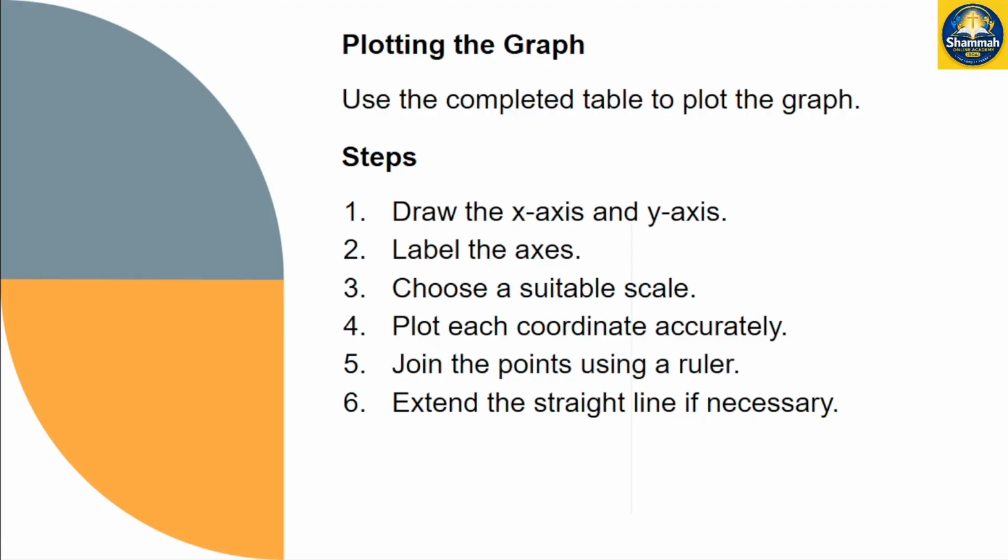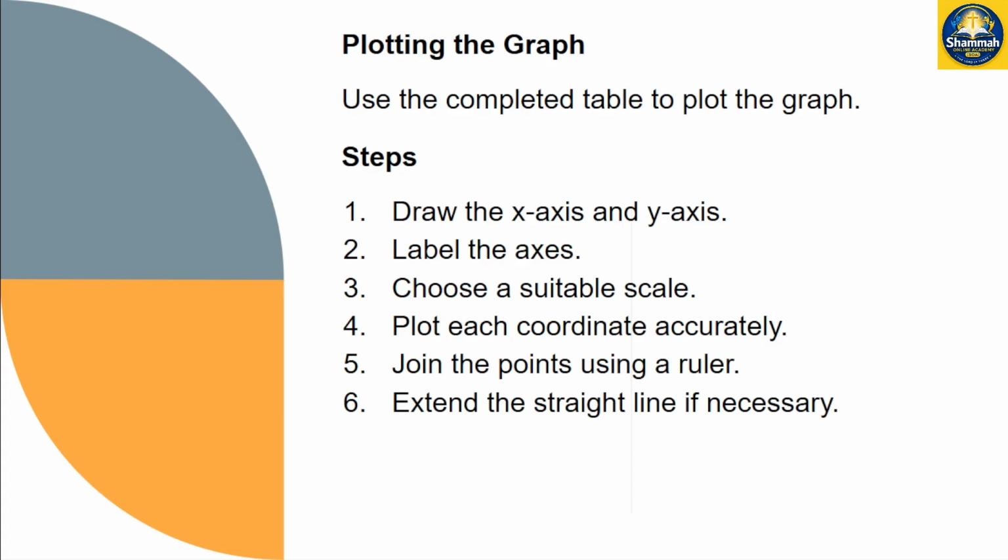Now, how do we plot our graph? We will use our completed table to plot the graph. So what are the steps in plotting your graph? First, you draw your x-axis and your y-axis. Then you label the axes, and you choose a suitable scale. Then you plot each coordinate accurately. When you're done, you join the points using a ruler.